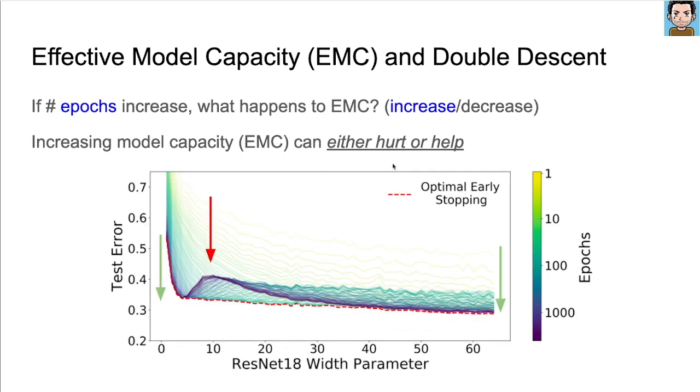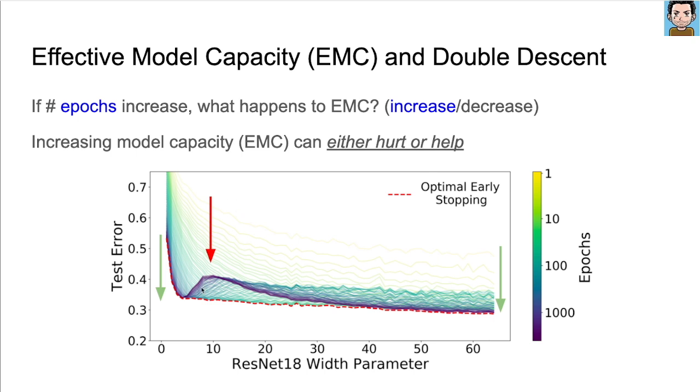This figure shows what happens to the test error as we increase the number of epochs. The darker curves indicate more epochs. Similar to the number of parameters, if we increase the number of epochs, we will definitely increase our model capacity, but that doesn't necessarily mean a lower test error. If our model is under-parameterized or over-parameterized, more epochs will mean lower test error.